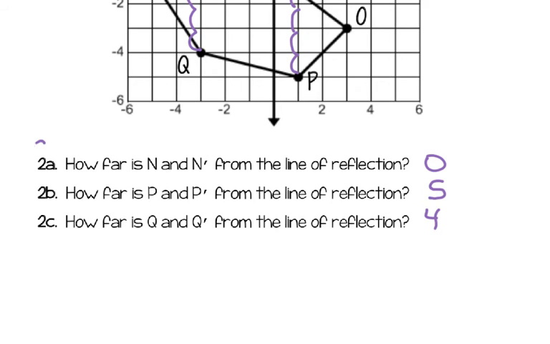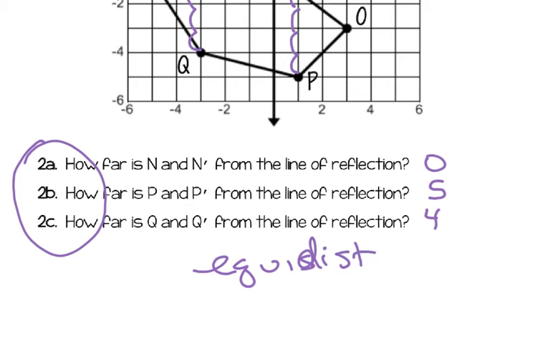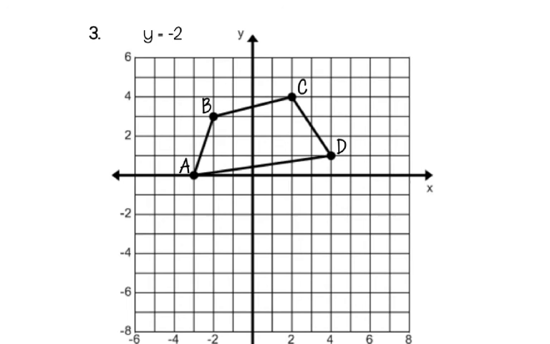So what I'm trying to emphasize here is that they're equidistant. So write that word down, equidistant. And so the pre-image and the image are equidistant from your line of reflection. Okay, let's practice another one.